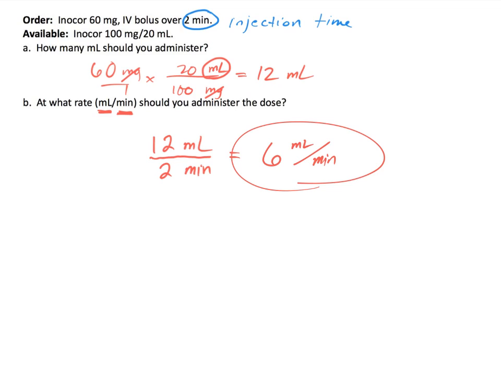You can see how this problem is different from the last problem. And what we find is many of these IV push problems are quite different. Oftentimes you're told, just like in this example, to administer over this amount of time. Other times you have to look at the literature or the accompanying order or information with the order or on the drug label for information on how to administer and the rate of administration.